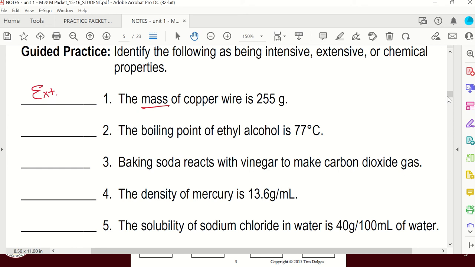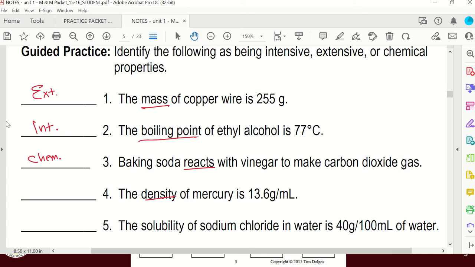The boiling point of ethyl alcohol. Boiling points never change within a substance. It's intensive. It's embedded within the substance. Baking soda reacts, that's a keyword, with vinegar to make carbon dioxide gas. So that's definitely a chemical property.